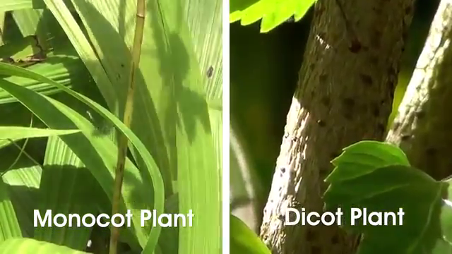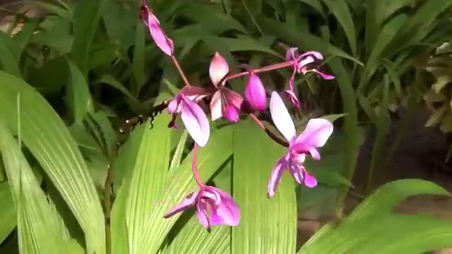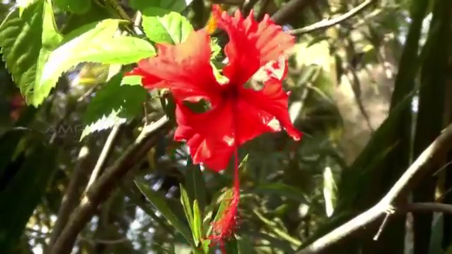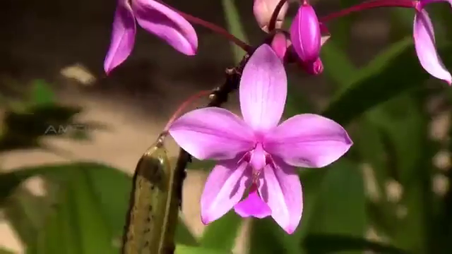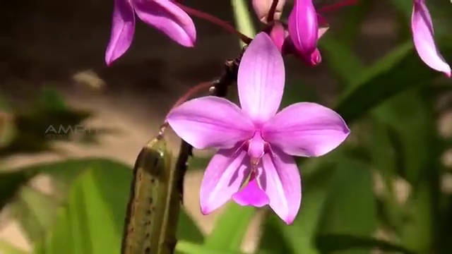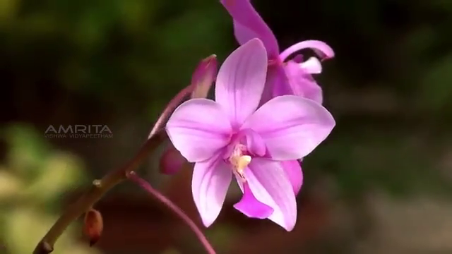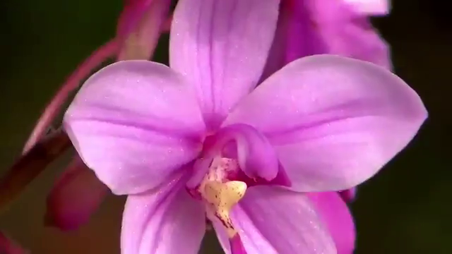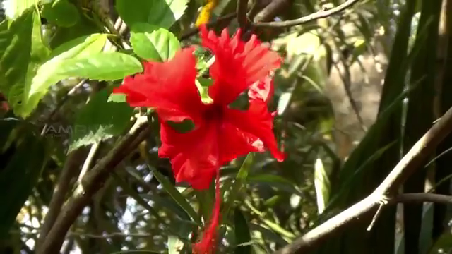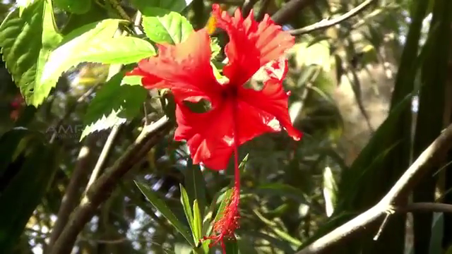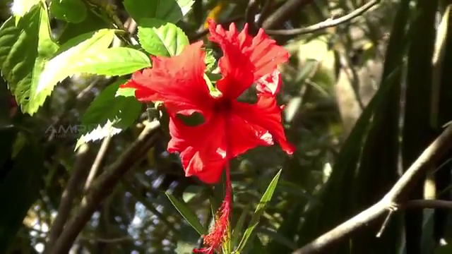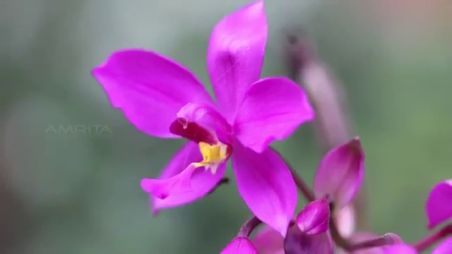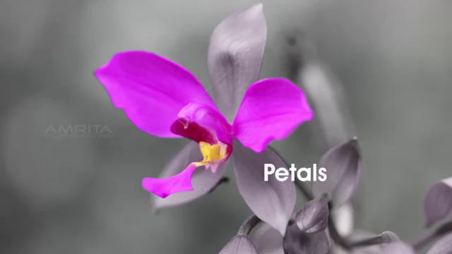Let's now carefully observe different parts of the orchid and hibiscus flowers. If you count the number of petals and sepals, you will find that the monocot flowers tend to have a number of parts that are divisible by 3 and the dicot flowers have a number of parts that are divisible by 4 or 5. In orchids, there are 3 petals and 3 sepals.